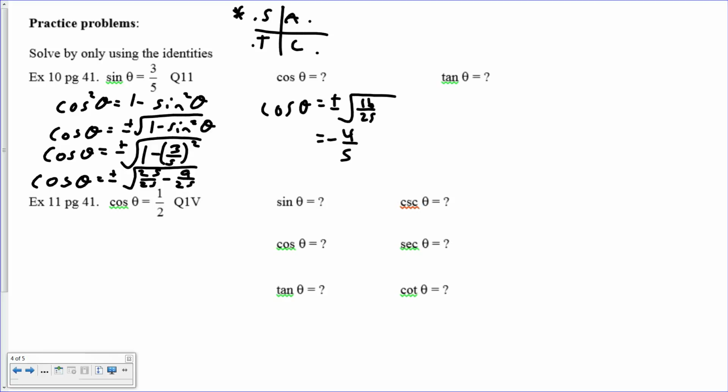Tangent. Tangent is equal to the sine over the cosine. I'm going to go ahead and plug these values in. 3/5 over negative 4/5. You could multiply by the reciprocal, or you could multiply by 5 over 5 on both sides, top and bottom, which means that this ends up being equal to negative 3/4. And that's the same thing as 5 over 1, if that makes more sense.